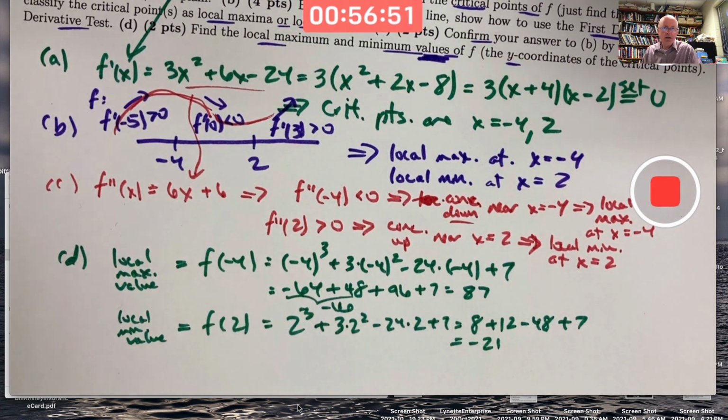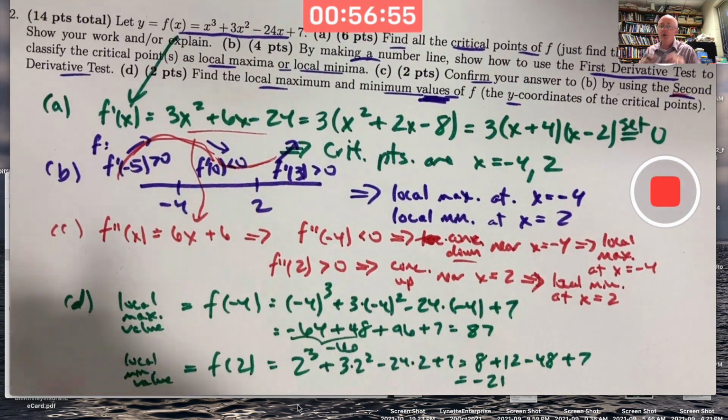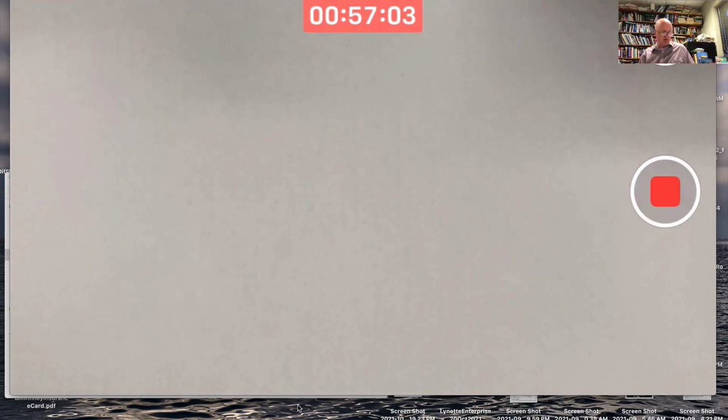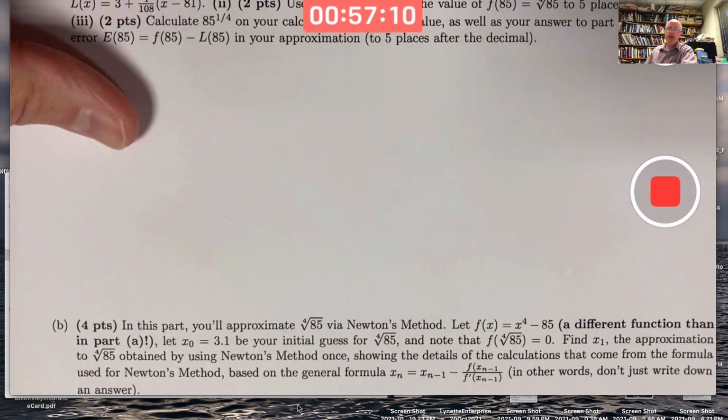When you're optimizing max or mins over closed intervals, which we're not doing here, you also need to check the value of the function at the endpoints. I'm saving that kind of problem for exam 3. That's optimization over closed interval. Next page.